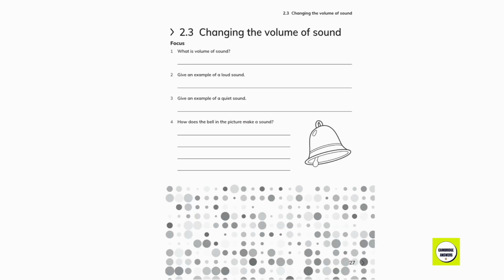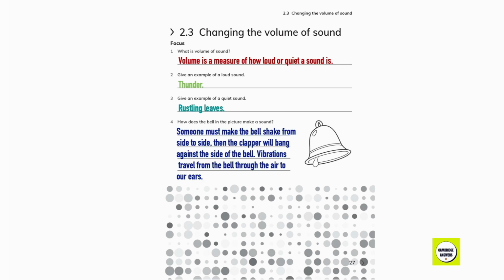Exercise 2.3, Changing the volume of sound. What is volume of sound? Volume is a measure of how loud or quiet a sound is. Give an example of a loud sound. Thunder. Give an example of a quiet sound. Rustling leaves.